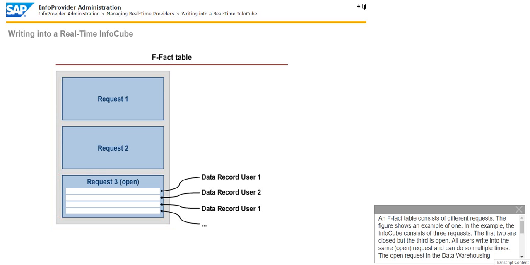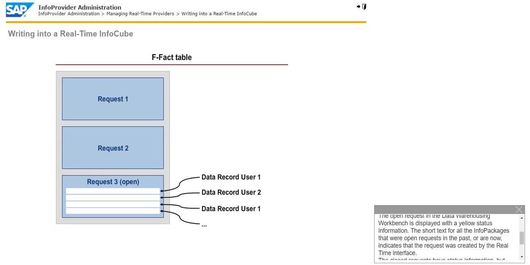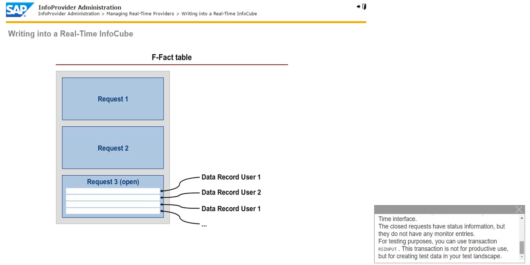The open request in the data warehousing workbench is displayed with the yellow status information. The short text for all the info packages that were open requests in the past or are now indicates that the request was created by the real-time interface. The closed requests have status information, but they do not have any monitor entries.